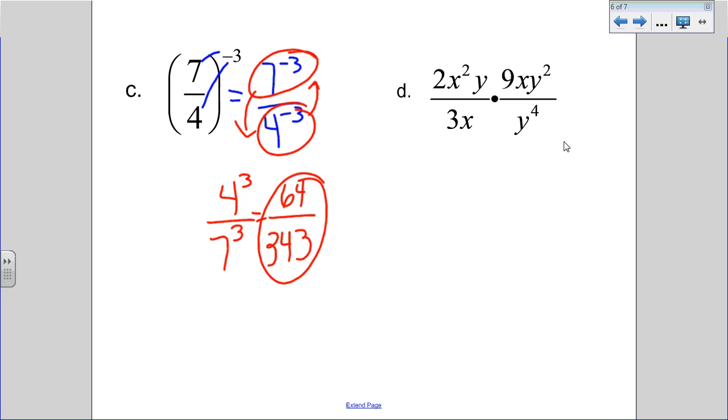All right, ladies and gentlemen, how many of you love fractions in 4th and 5th and 6th and 7th grade? I did. They're the best. I like fractions, ladies and gentlemen.